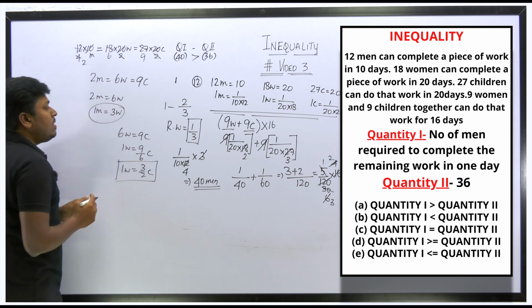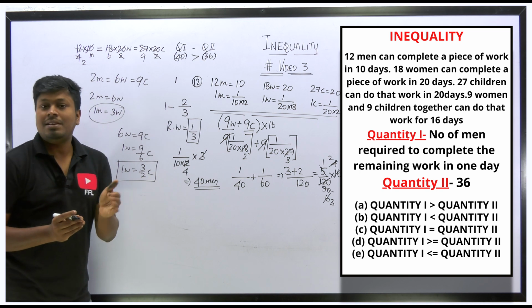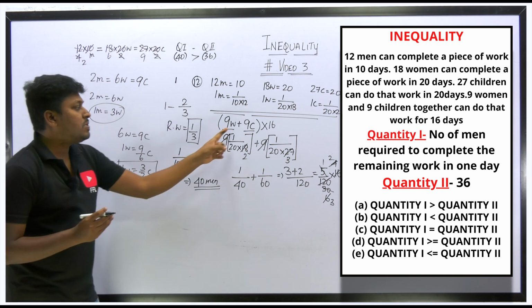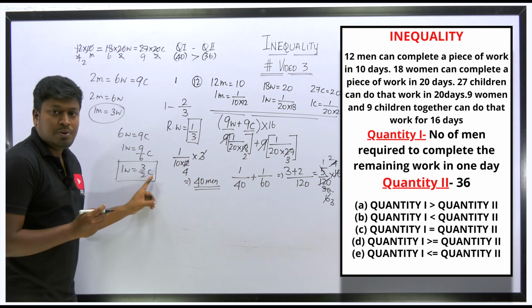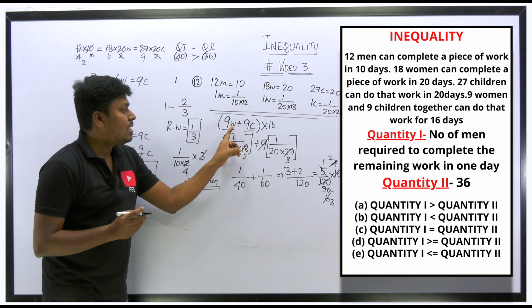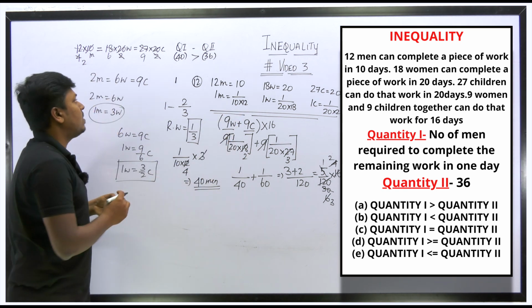So this is the way we usually find 1 man is equal to how many children, or 1 man is equal to how many women, and then we substitute in this equation, because we know that 1 woman is equal to how many children? 3 by 2 of children. So for 1 woman, I substitute 3 by 2 of children, and finally I use it to calculate. This is another way of solving a question.